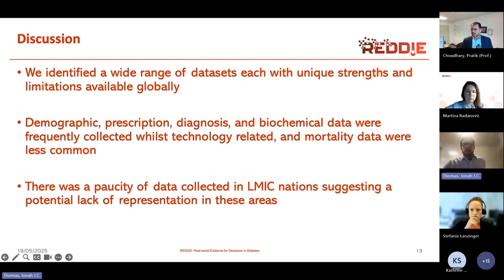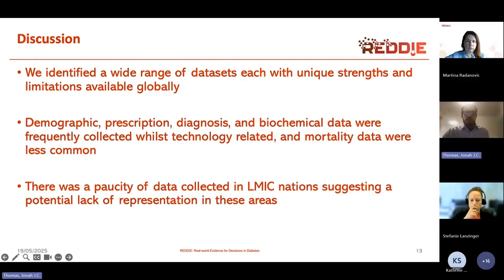So overall, our review identified a wide range of data sets, each with unique strengths and limitations which are available globally. We can see that demographics, prescription, diagnosis, and biochemical data were frequently collected, but variables relating to technology and mortality were less commonly collected. There's a paucity of data collected in LMIC nations, particularly in Africa and South America, and this suggests a potential lack of representation in these areas, and it may be worth future data collection efforts to focus on these areas to fill that gap.